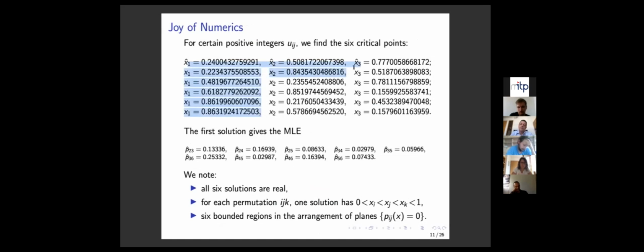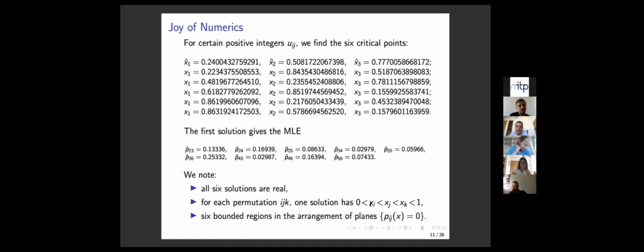So here's an increasing ordering, in the second, a different ordering. The 6 possible relative orderings are seen in the 6 solutions. The first solution would give the MLE in the statistics model, meaning the probabilities are actually positive and sum to 1. And confirming Varchenko, we see that all 6 solutions are real. The bounded regions here are the 6 tetrahedra that triangulate the 3-cube, where the values of the x's are between 0 and 1.